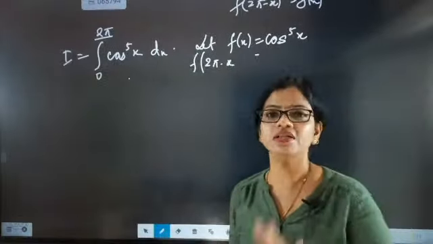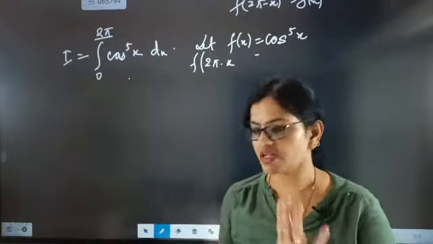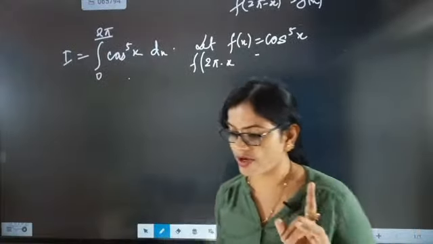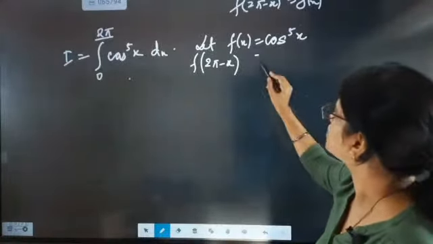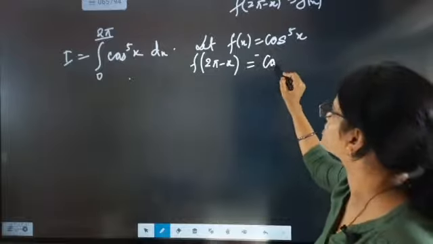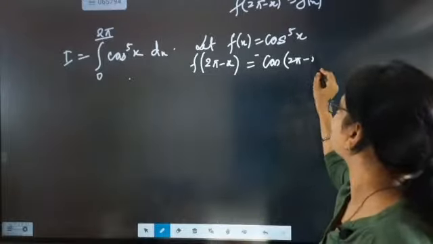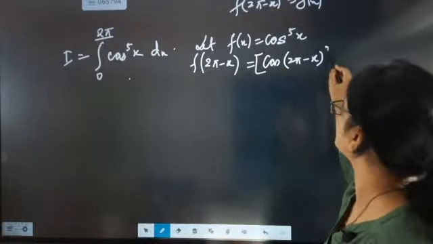If it is coming, then it is existing. If it is not coming, then it is not existing. So you have to remember this section. So now f of 2 pi minus x is there. Now this part is exactly going to come as cos of 2 pi minus x, and then 5, I am going to take it out.